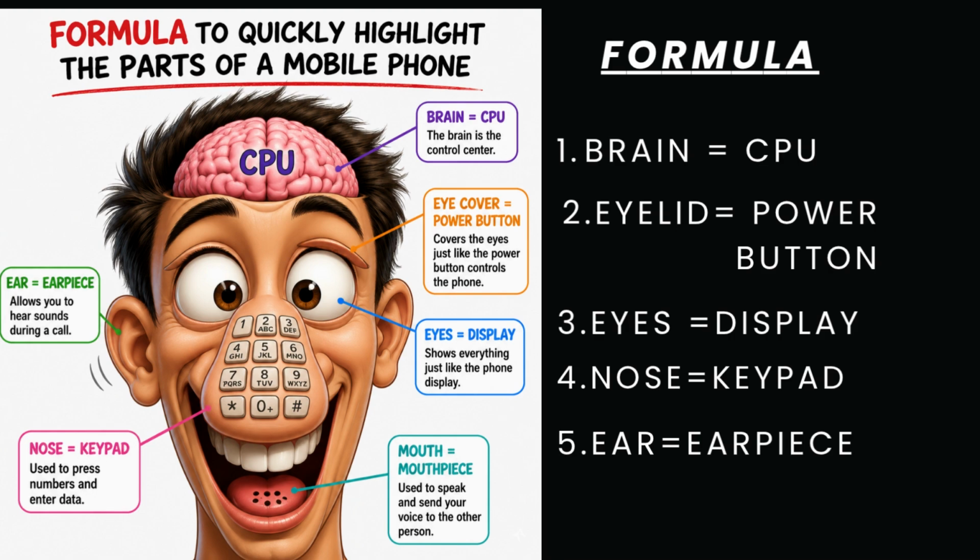So remember, ears equal earpiece. Number 6. The mouth is the mouthpiece. Finally, look at your mouth. You use your mouth to speak. The mouthpiece, also called the microphone, captures your voice and sends it to the other person during a phone call. No mouth, no talking, no mouthpiece, no voice transmission. So remember, mouth equals mouthpiece.